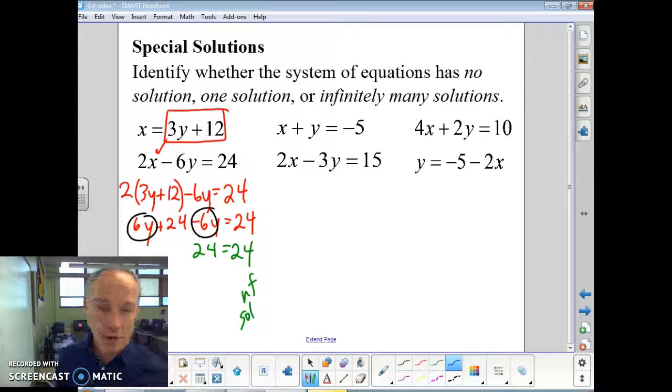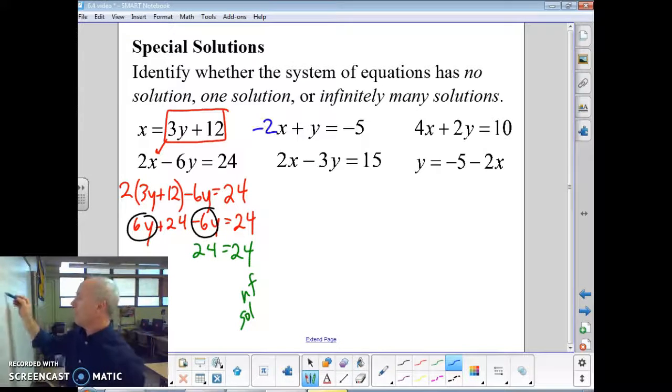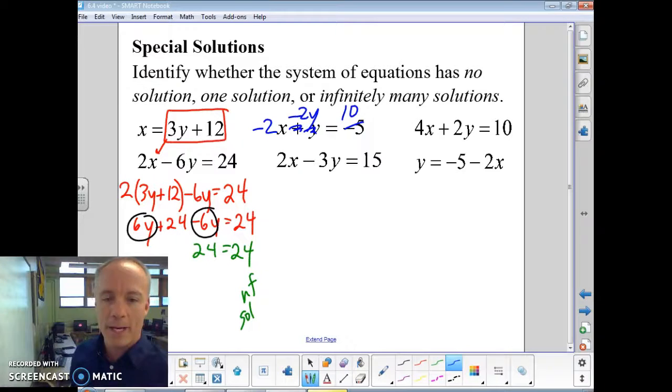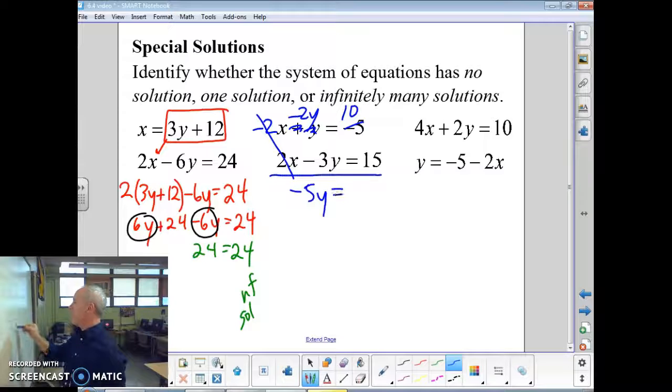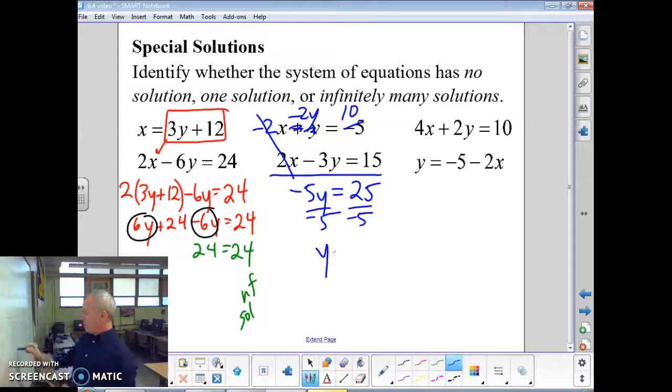Next one. Looks like they're in standard form already, yes? So that means I could multiply the first equation by -2. If I multiply by -2, I create a zero pair, which eliminates the x's and leaves me with -5y equals 25. Did I do that right? I think I did. So divide by -5. In this case, we got one solution for y, so that means we're going to find the x value that's going to make it work, and that will work in both. So we definitely have one solution for the middle one.